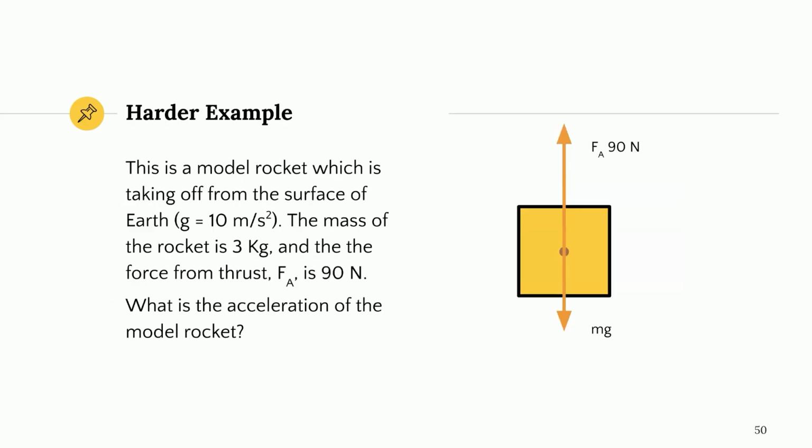So here's a harder example. Don't worry, it's not too hard. This is a model rocket which is taking off from the surface of Earth, in which case g equals 10 meters per second squared. The mass of the rocket is 3 kilograms, and the force from thrust, F of A, is 90 newtons. What is the acceleration of the model rocket? This is where we start summing up forces to get the net force.